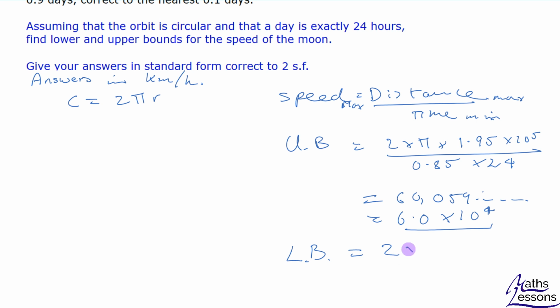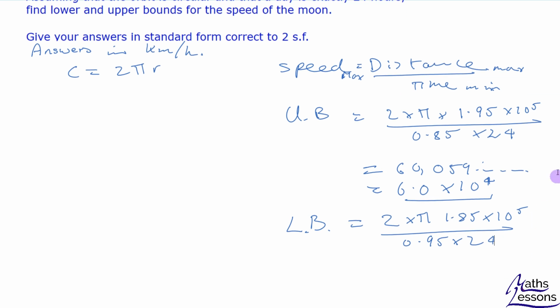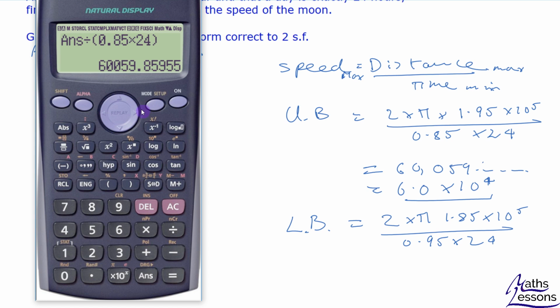So that's still going to be 2 times pi, but now the lower bound will be 1.85 times 10 to the 5 all over, now we want the maximum time, which is 0.95, the upper bound of that, times 24 still. And effectively we do the same thing. I'm going to clear that all. 2 times pi times 1.85 times 10 to the 5 divided by open brackets 0.95 times 24.